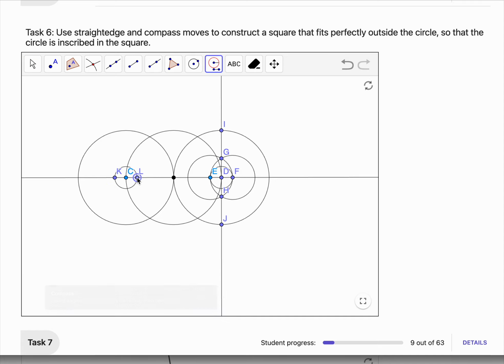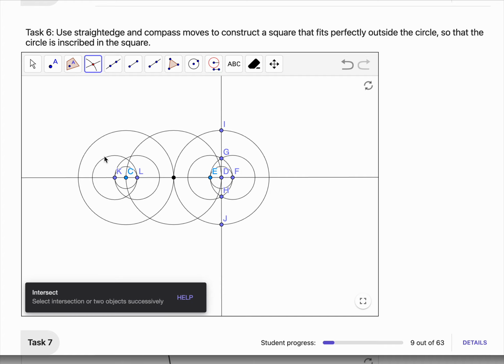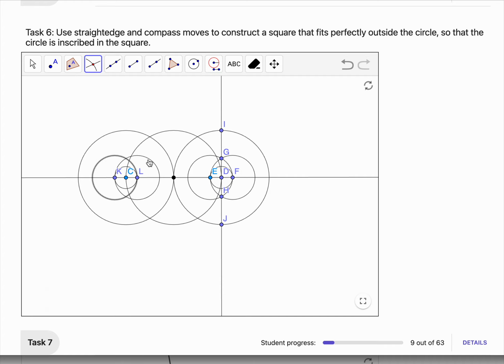I'm going to make a perpendicular bisector that is going to go through C, right? I'm cutting this L and K line segment perfectly in half using a perpendicular bisector. Boom, and again I get these little intersection points right there and right there. Use the intersect tool, click this circle and that circle, and it'll call out those two intersection points, M and N.